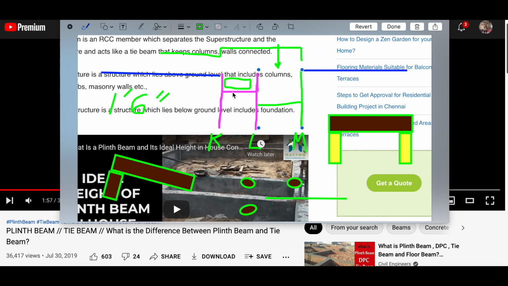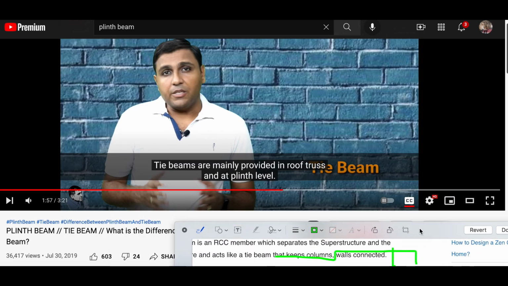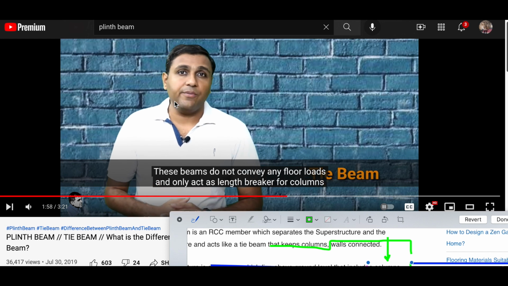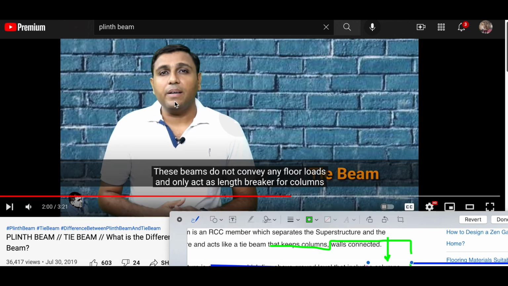It's a jog here. It's a jog here, and the lateral loads could not be resolved or taken by the failure of the deck. IMO. These beams do not convey any floor loads.